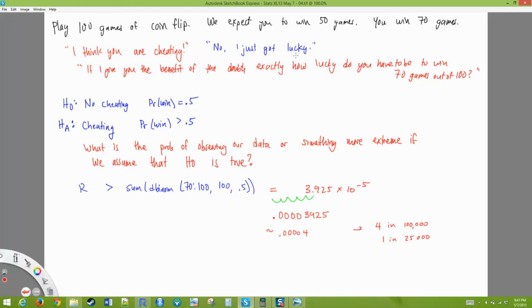So does my "I just got lucky" defense seem pretty good? No. So the casino boss can say, either you really are lucky, you're one of the 1 in 25,000 who happens to get 70 wins out of 100 by playing fairly, or you're doing something sneaky and you're cheating. And either of those are completely valid possibilities. I could actually be 1 in the 25,000 people who happen to get 70 wins out of 100.